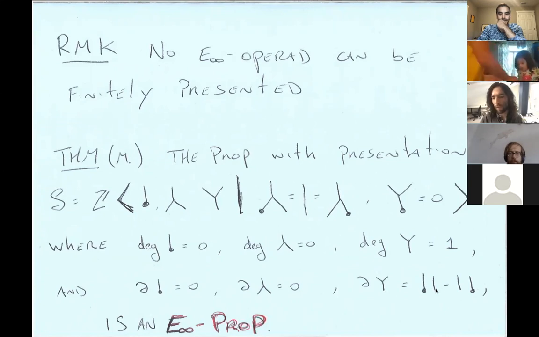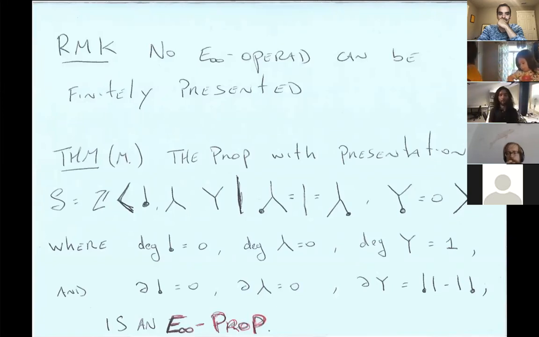So what this is saying is, you're going to take a linear combination of applying the co-unit to the first input and letting the second input go through, versus letting the first input go through and applying the co-unit to the second input. And the theorem is that this prop is E infinity.